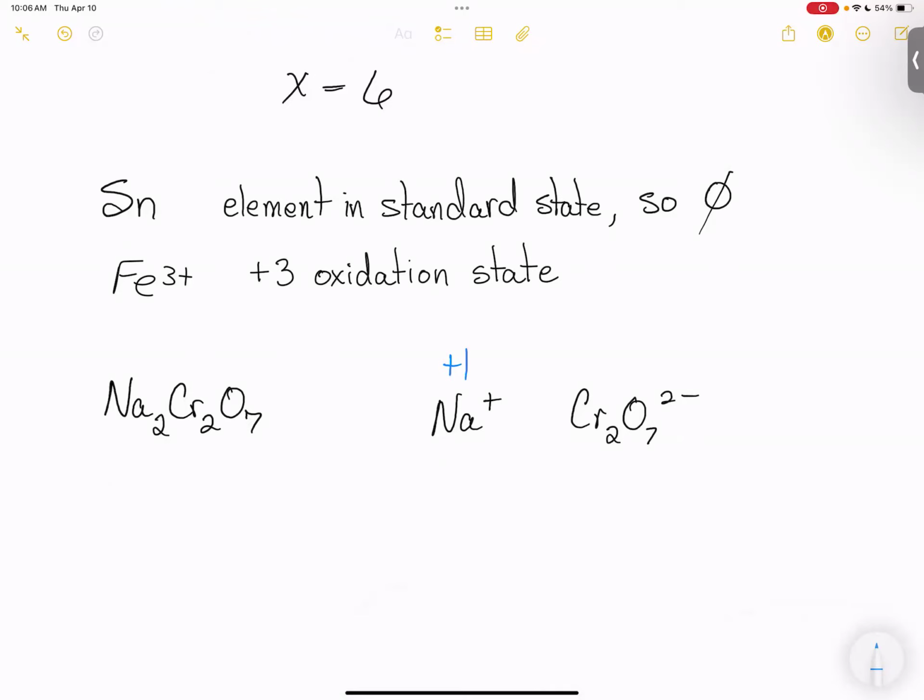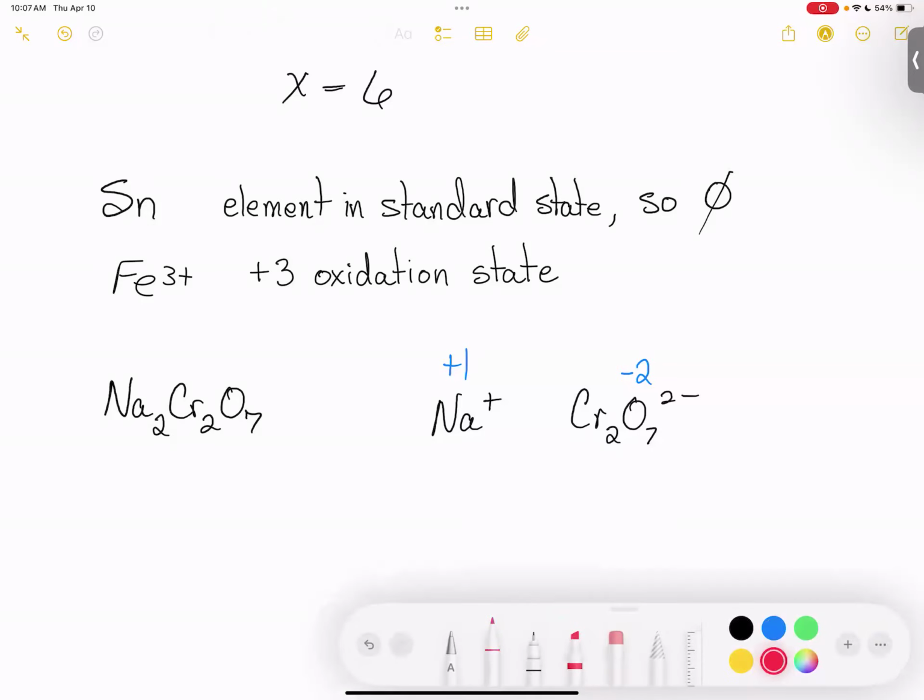Now let's deal with the dichromate. To deal with the dichromate, we've got to continue following these rules. And the first rule we have that applies is oxygen. Oxygen is a -2. What you don't find is a rule for chromium. We don't know chromium, therefore, we're going to have to develop an equation.